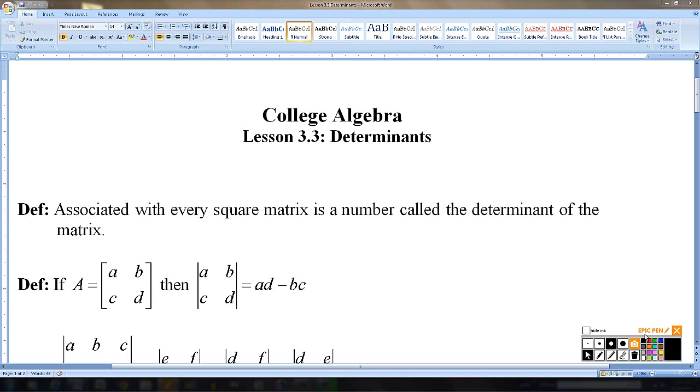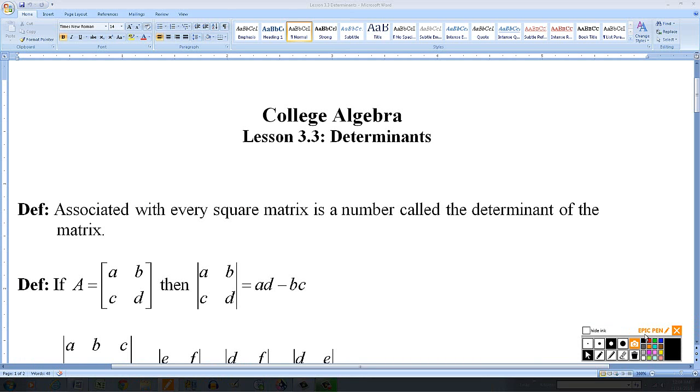In the last video, we looked at some problems related to matrix algebra. In this video, I want to look at how to find a number that's associated with every square matrix, and that number is called a determinant. Okay, so here's the definition. Associated with every square matrix is a number called the determinant of the matrix. So in order for the determinant to be defined, it does have to be a square matrix. That is, the number of rows and the number of columns has to be the same: 2 by 2, 3 by 3, 4 by 4, and so on.